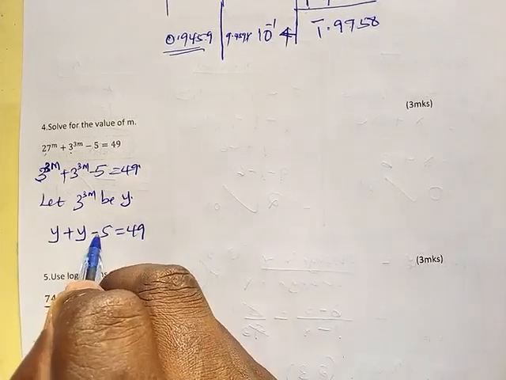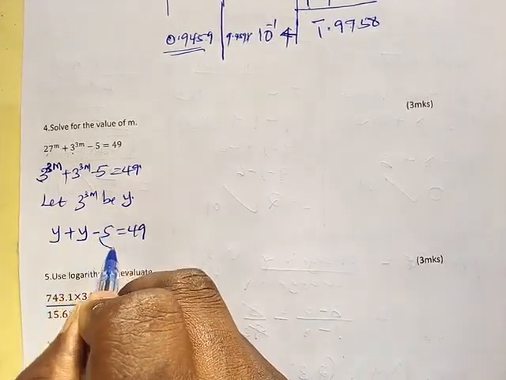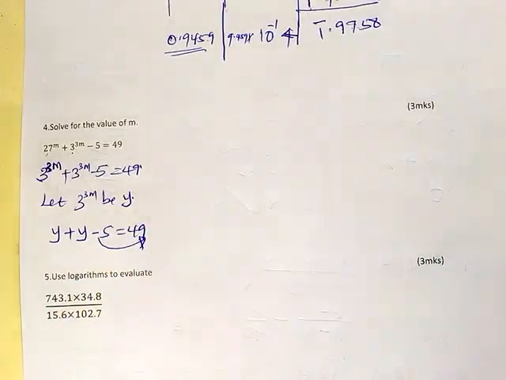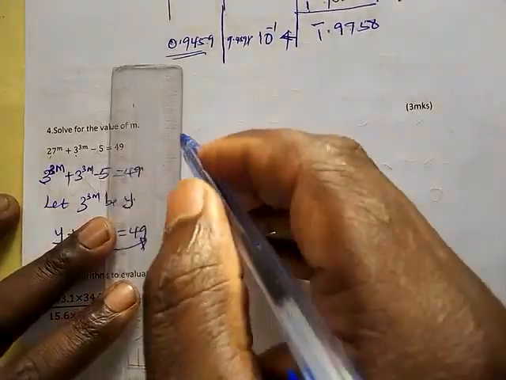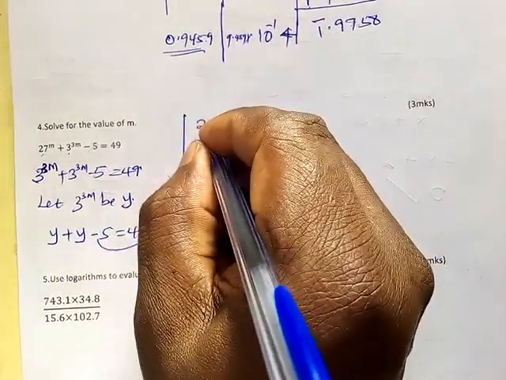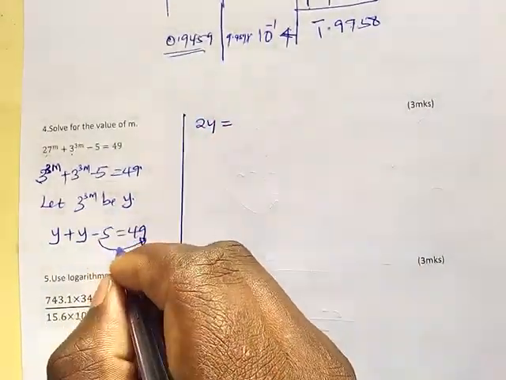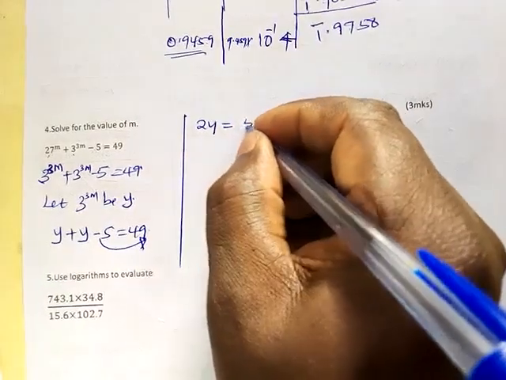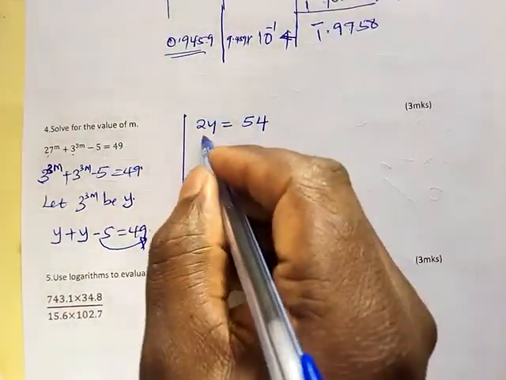So this is a 5. This is a whole number. Make sure your work is neat. So now we are going to have 2y equal to, when this one comes over, we add. So we will have 54. So you divide by 2.